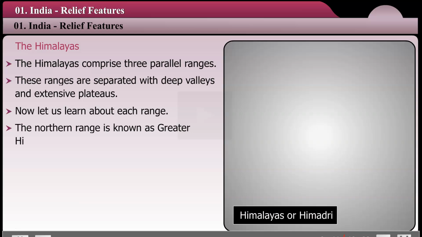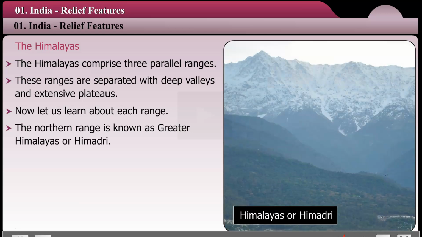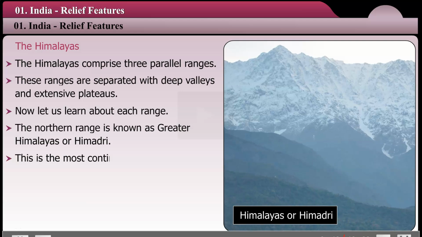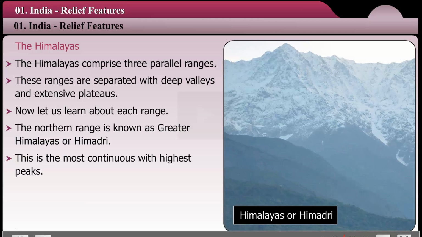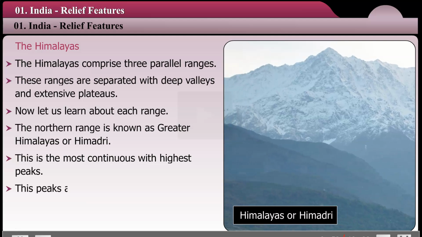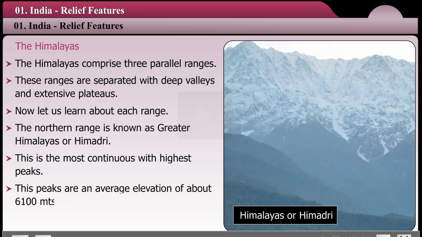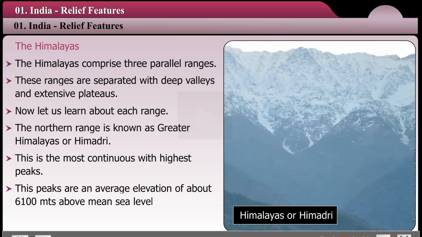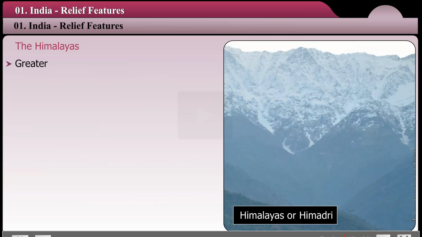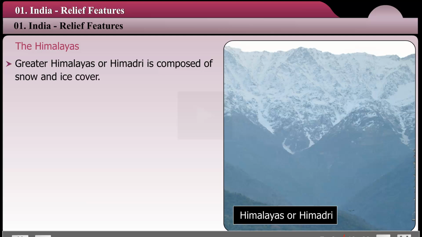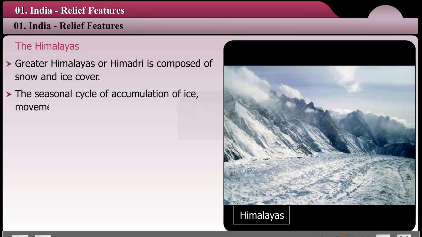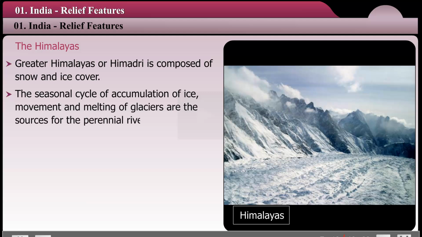The northern range is known as the Greater Himalayas or Himadri. This is the most continuous with the highest peaks. These peaks have an average elevation of about 6,100 meters above mean sea level. The Greater Himalayas or Himadri is composed of snow and ice cover. The seasonal cycle of accumulation of ice, movement, and melting of glaciers are the sources for the perennial rivers.